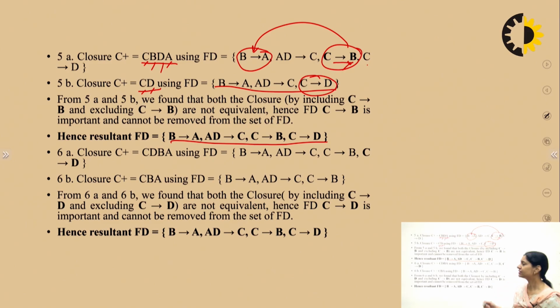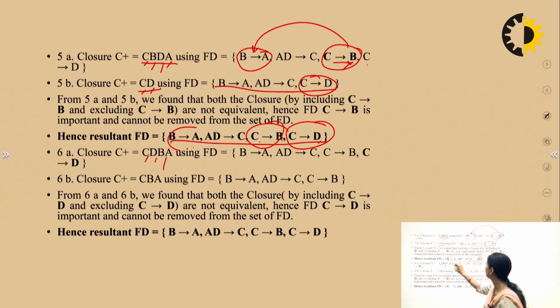Now, the next step is to check for the last one. We'll again find out the closure. So, the closure of C is C, C to B it gets B, C to D it gets D, and C to B, B to A, through transitivity we get A. Hence, the closure of C is CDBA.